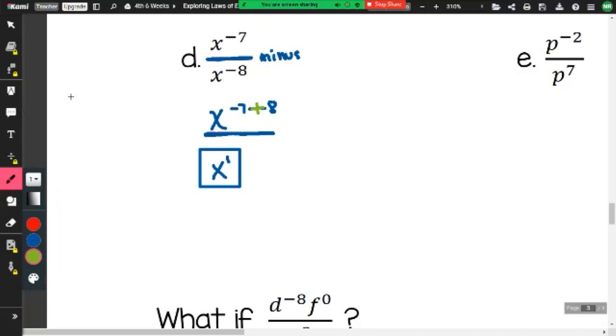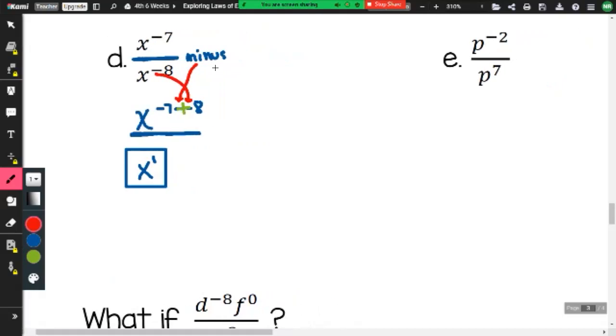Now, from here, a lot of people have been confused. They're saying, well, why did it turn into a positive? So -7, there it is. My minus sign is this first negative that I brought down. The 8 brought in its own negative symbol, and those two converted to a positive, but you're still subtracting your exponents.